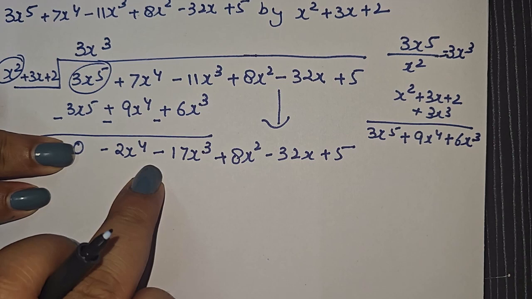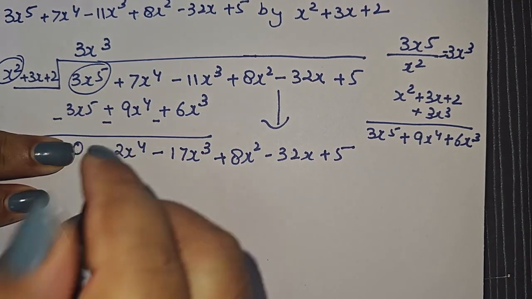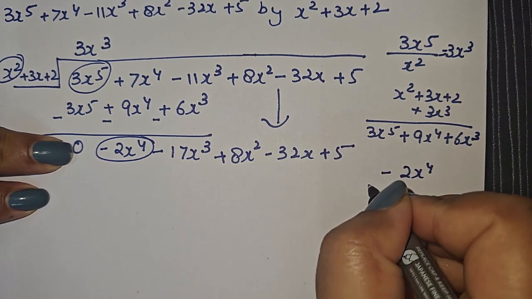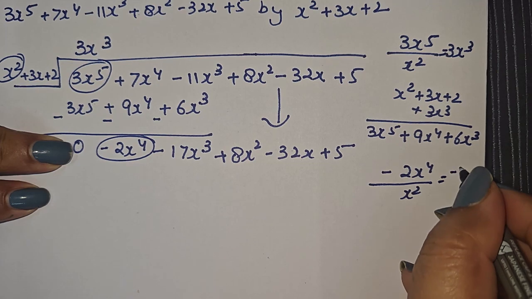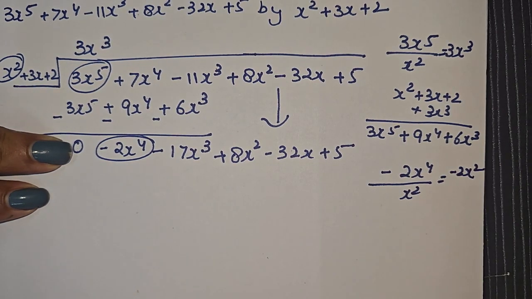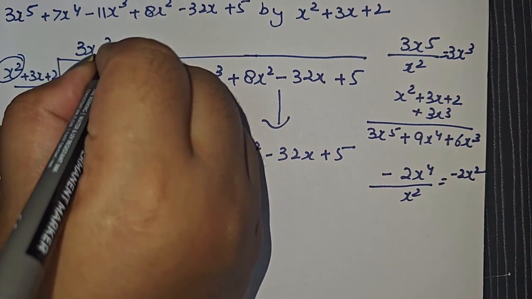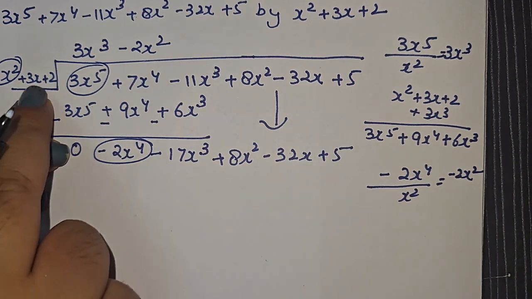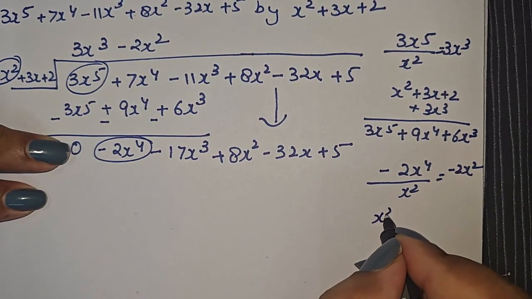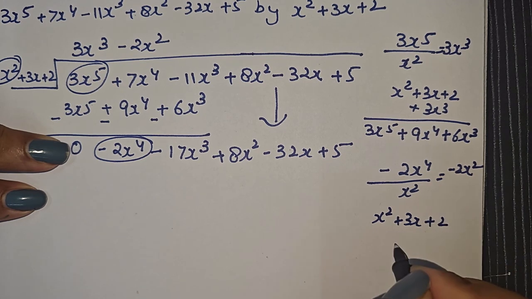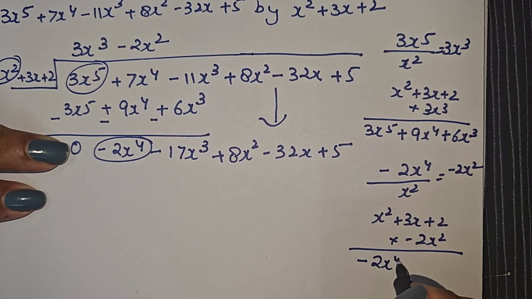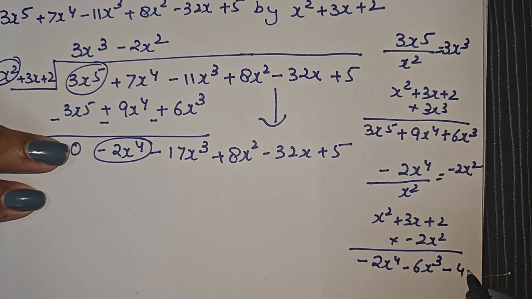Now the first term is this. We will divide this by this term. So we have minus 2x to the power 4 upon x square, which will be minus 2x square. Keep it here, minus 2x square. So let's start. x square plus 3x plus 2 times minus 2x square. So it will be minus 2x to the power 4, minus 6x to the power 3, minus 4x square.